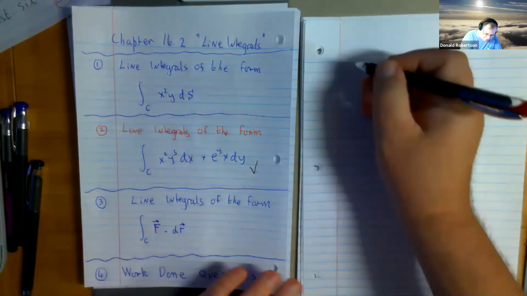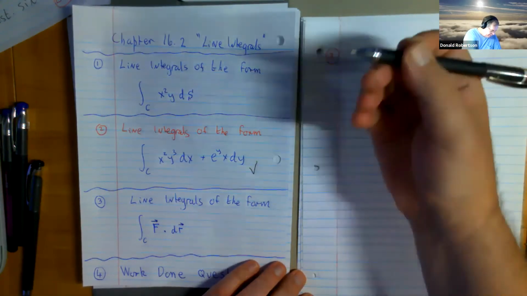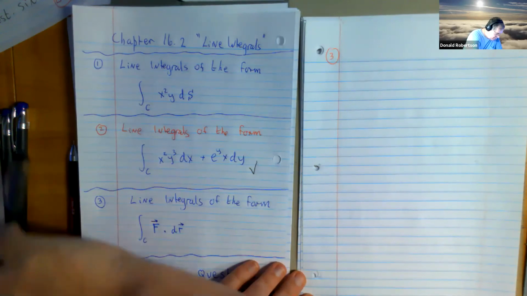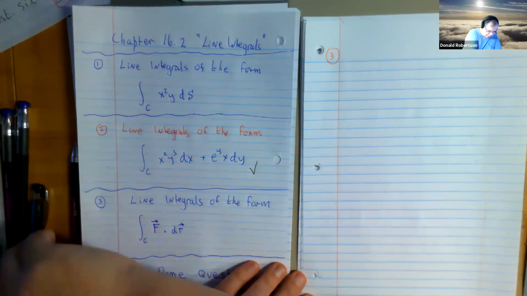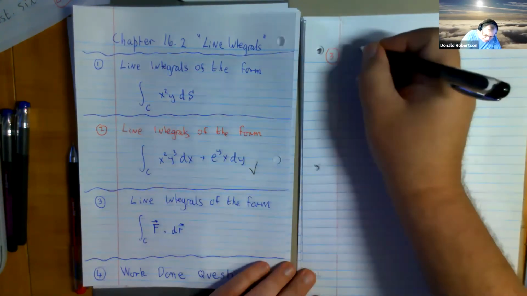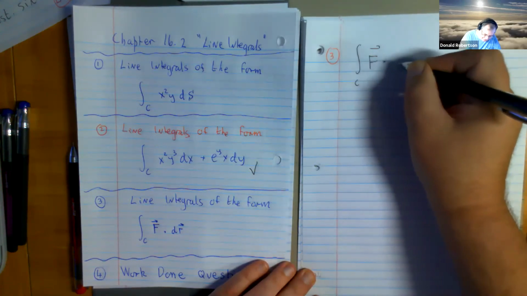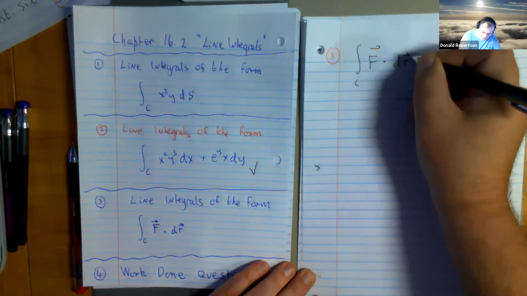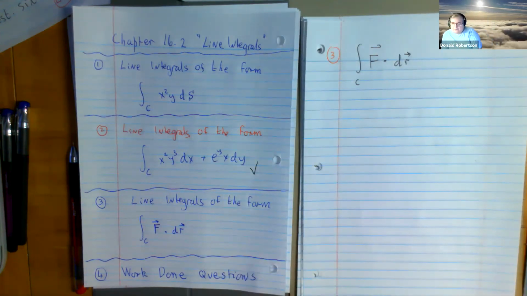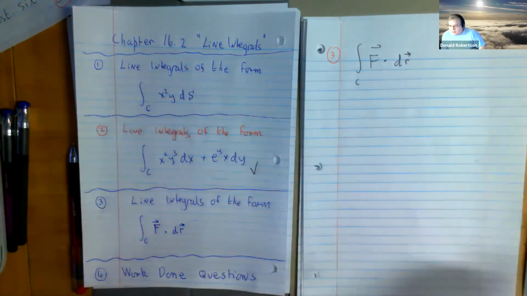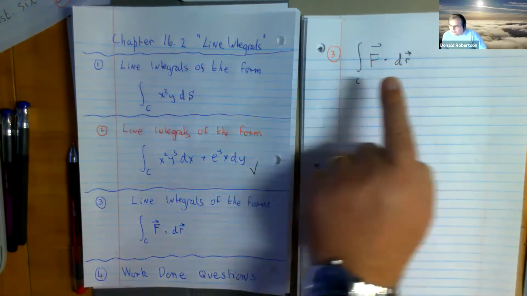So let's look at, red pen, let's look at situation 3. Line integrals that look like this. Now, these are not the same look as these. I mean, you can tell them a mile away. They don't even look like the others, right?